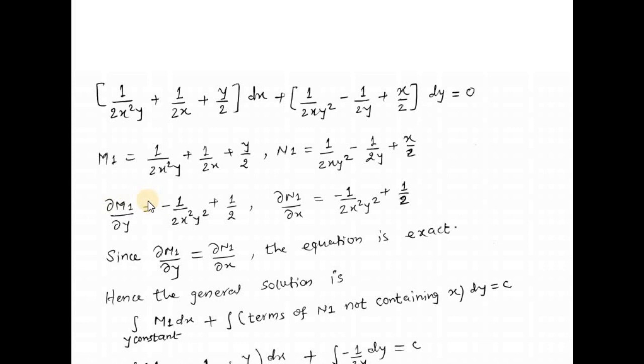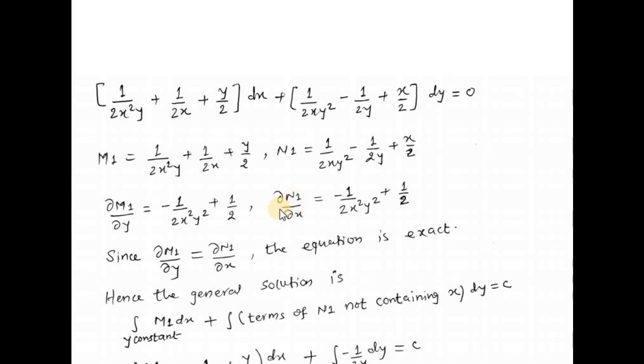Now we will find out ∂M1/∂y. So here 1 divided by 2x² will be as it is because x is a constant, and the derivative of 1 by y will be minus 1 by y². So it will be minus 1 divided by 2x²y². Here the derivative of a constant term is 0, so the derivative of 1 by 2x will be 0. Here the derivative of y is 1, so it will be 1 by 2.